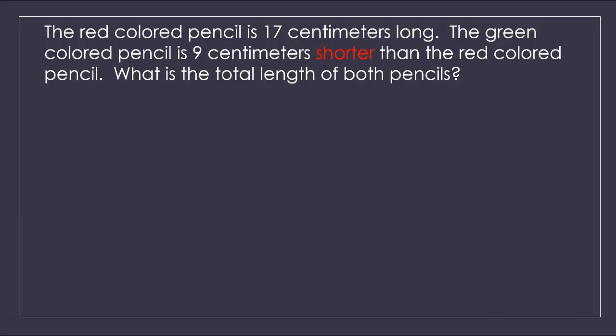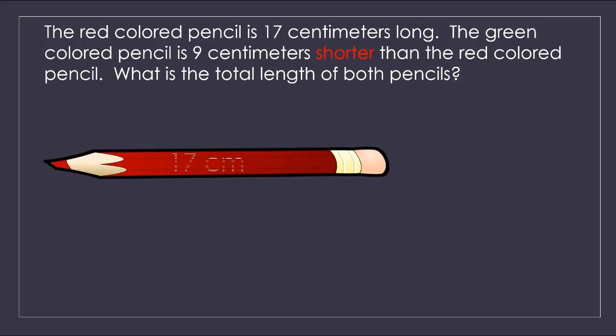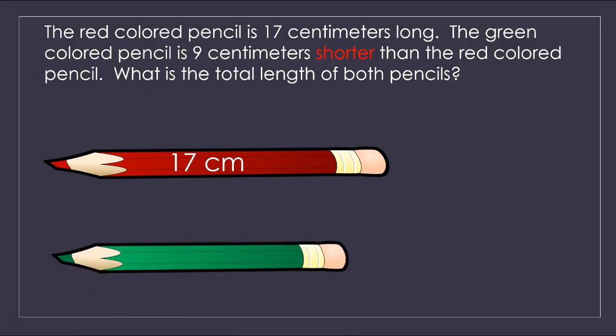All right, here's our next one. The red colored pencil is 17 centimeters long. The green colored pencil is 9 centimeters shorter than the red colored pencil. What is the total length of both pencils? Okay, so here's our key word here to figure out our first step. Shorter. What does that mean we need to do? Do we need to add or subtract? Right, we need to subtract.